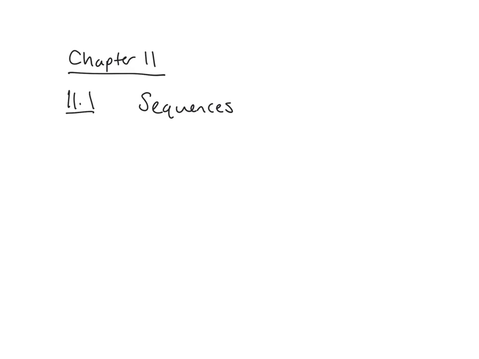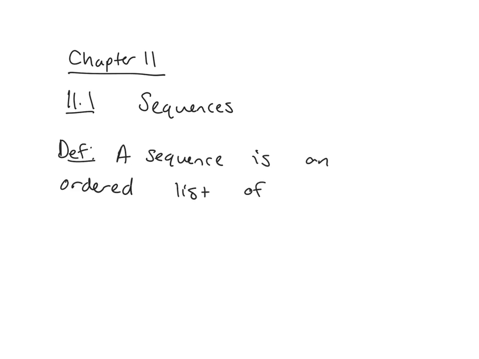I'm going to start by telling you what a sequence is. A sequence is an ordered list of numbers. So A1, A2, A3, AN. Again, think of it as just a list of numbers that have an order to them, okay? A first term, a second term.